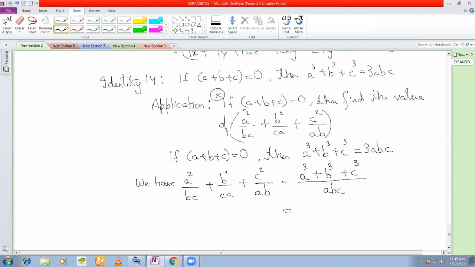Okay, so once you take the LCM, now you know that if a plus b plus c is equal to 0, then this must hold, right? Because a plus b plus c is equal to 0, then a cube plus b cube plus c cube must be equal to 3abc. So here in the numerator, you see a cube plus b cube plus c cube, you put it equal to 3abc. And the denominator, abc is there. What will happen? abc will cancel. You simply get 3. Is that absolutely clear, this problem? Or anything that needs to be explained?